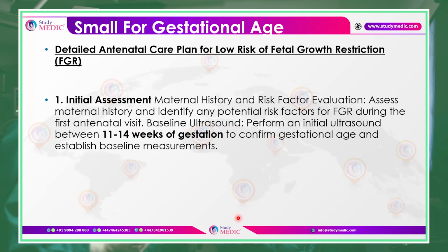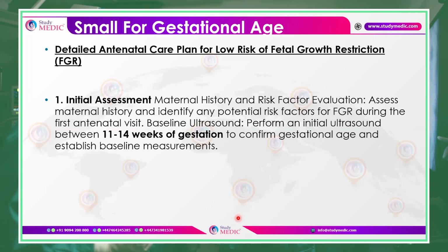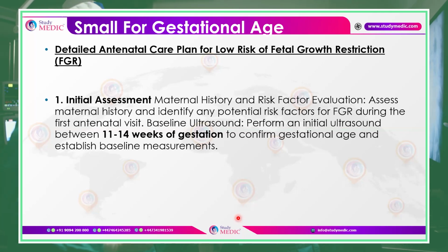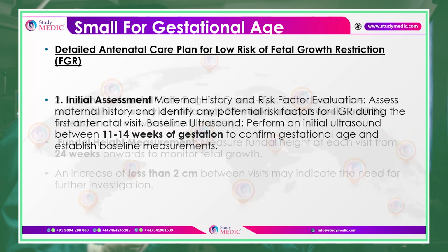This 11 to 14 weeks gestational scan is very, very important. It will guide you and give you the confirmation of gestational age as well, so that you can correlate it in the later period. And it is also giving you the baseline measurements, so you can compare when you are keeping the follow-up. Always remember that to diagnose FGR, we always need serial measurements or serial scans to find out whether the pregnancy is affected by growth retardation or not.